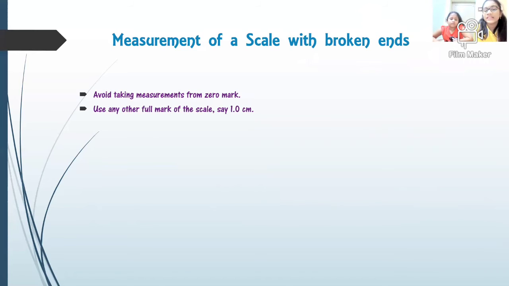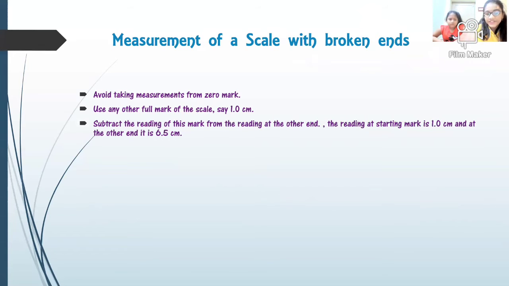Then use any other full mark of the scale. Now, if zero is not there, one maybe. If one is also broken, then you can take two. Whatever is a full mark of the scale, you should use any other full mark of the scale. Now, let us take 1.0 centimeter, which is 1 centimeter. Now, subtract the reading. First, what we have to do, from 1, we have to measure.